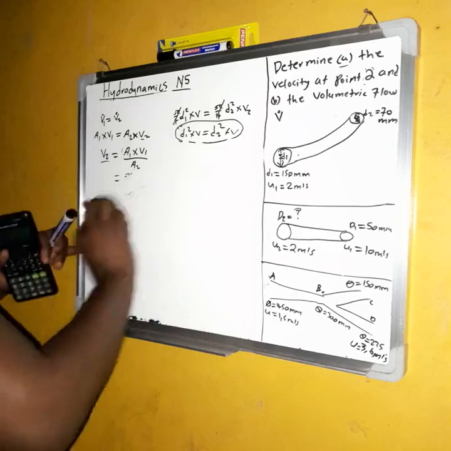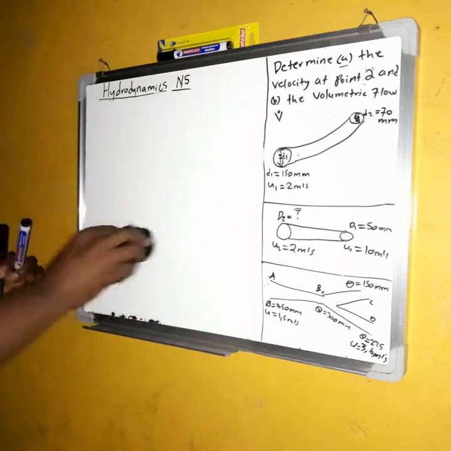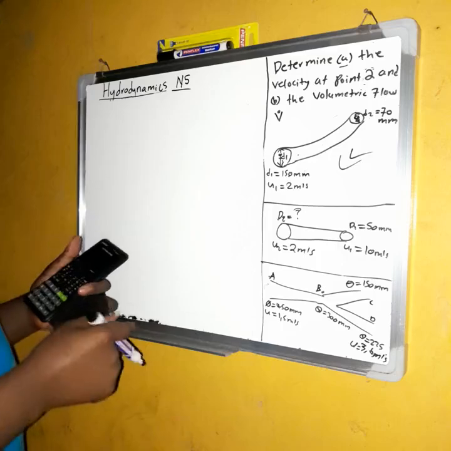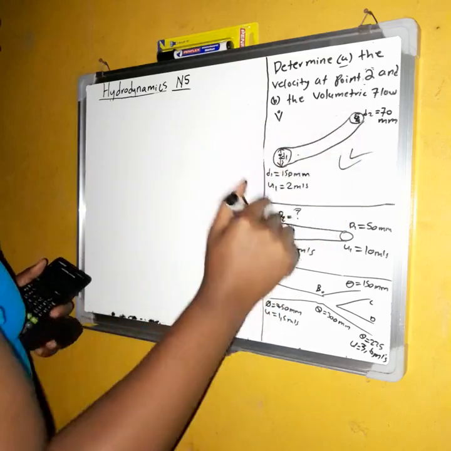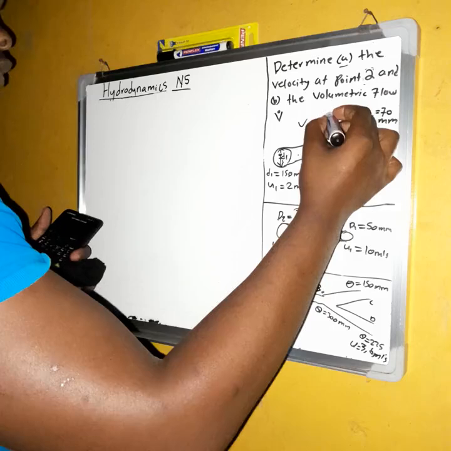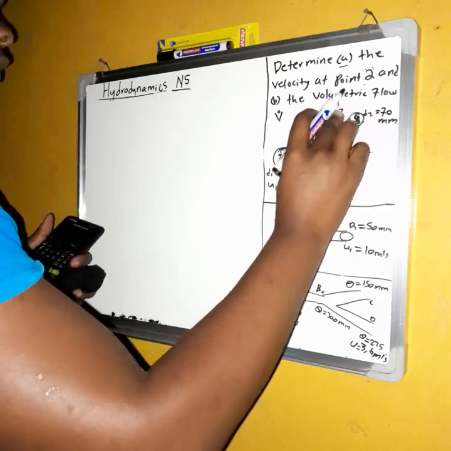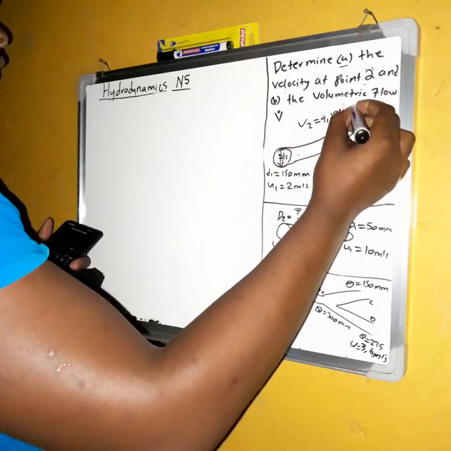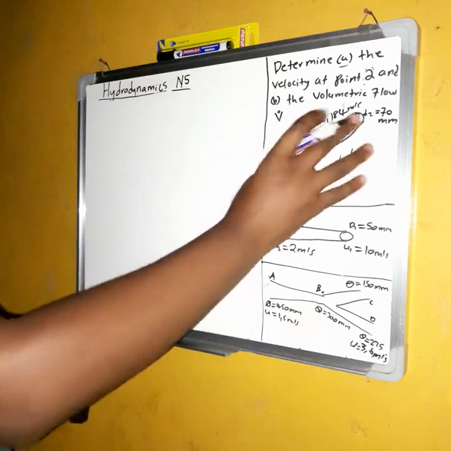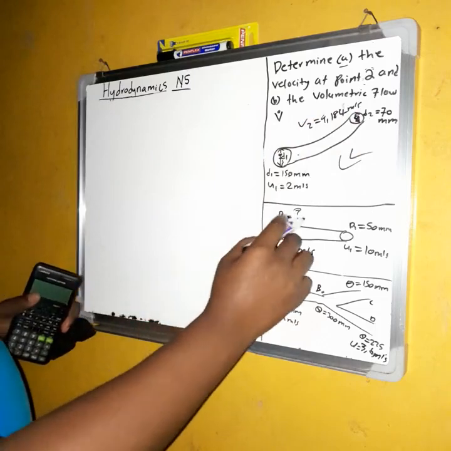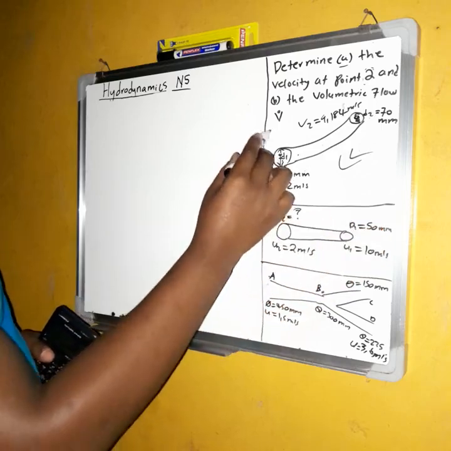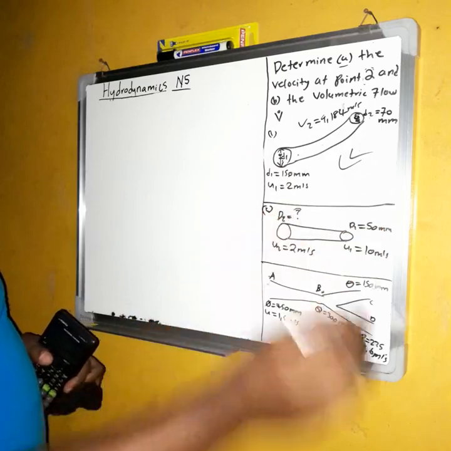So we are done with this problem. We got that V2 is equal to 9.184 meters per second. When you round it off, 9.18. I forgot to round off. We're done with this question. Let's go to the next one and check it. This was question 1. Let's check this problem 2.